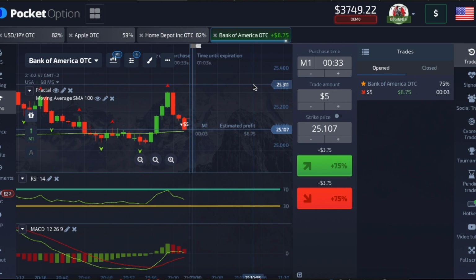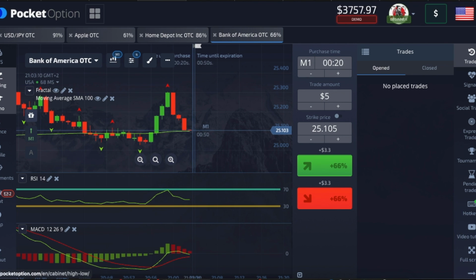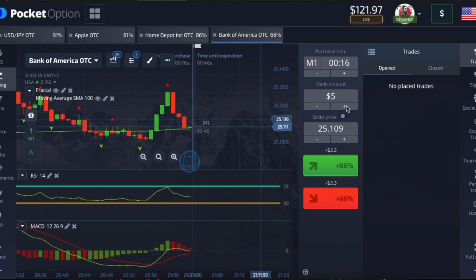Ooh. So yeah, definitely not trying to risk $5. So let's go ahead and switch that over to $1 there. And we're still gonna keep it on the 1 minute time frame. So on my time frame, 1 minute, purchase time also 1 minute. Gonna wait for that candle there to close out.